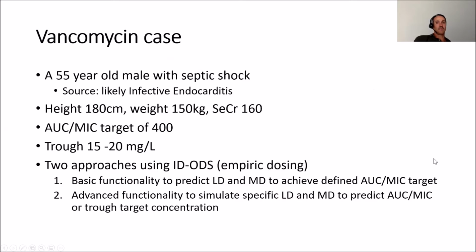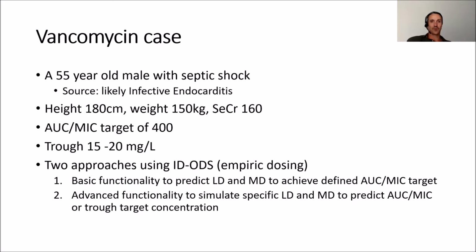That's it for the empiric Meropenem. I'm going to move on to Vancomycin. Again, we're just going to keep the case fairly simple. So we're going for a 55-year-old male, septic shock, likely infective endocarditis, IVDU, likely MRSA based off history. This time we've got a 180 centimeters tall man who weighs 150 kilos with a serum creatinine of 160, creatinine clearance around 50. This time we're going to target an AUC over MIC of 400, and we can have a look as well at a trough of 15 to 20.